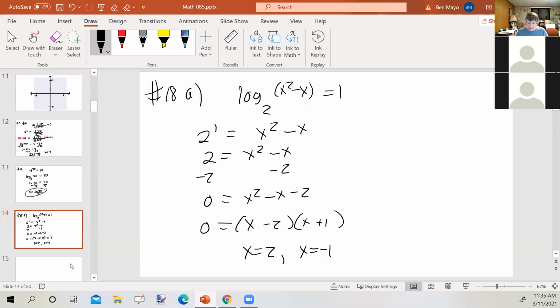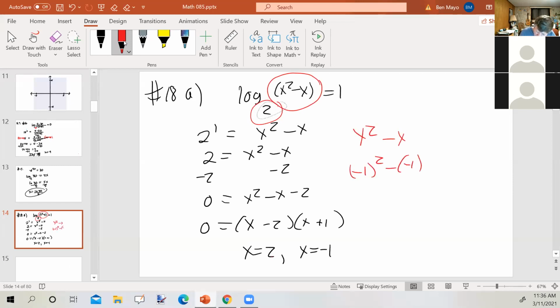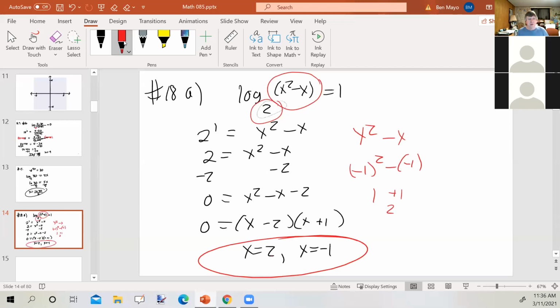All right, now keep in mind that the base has to be greater than 0 and not equal to 1. That's fine. The quantity that we're taking the log of has to be positive. If x is 2, we'd have 2 squared, which is 4, minus 2 is 2. That's okay. If x is -1, x squared minus x would be -1 squared minus -1, which is 1 plus 1 is 2. Anyway, my point is both of these answers are correct. Both of them will work. Okay, any questions on that one?